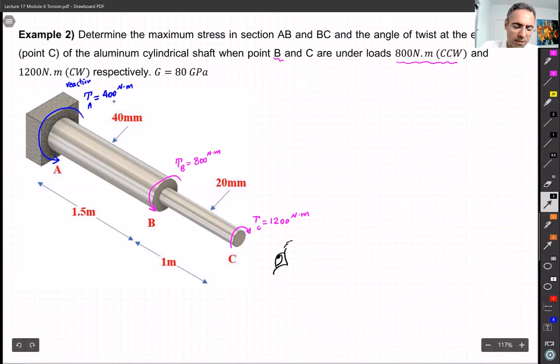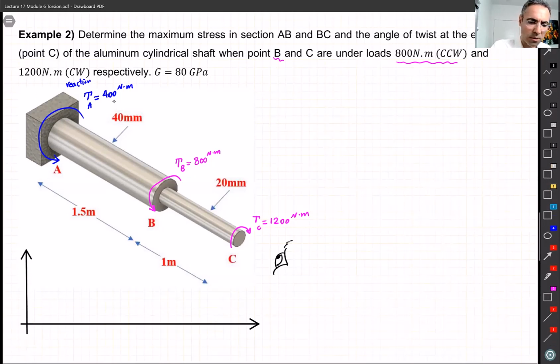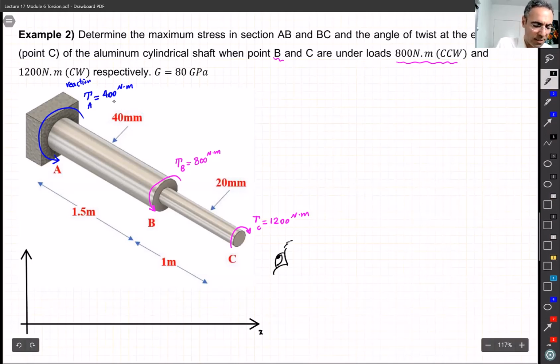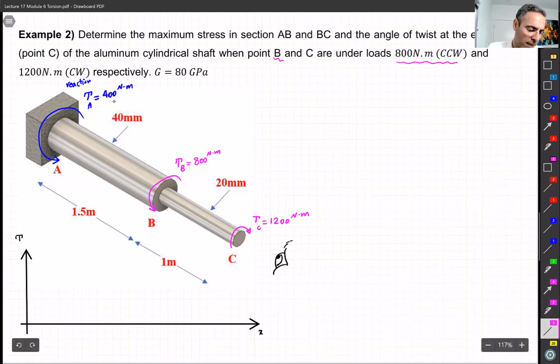similar to the previous chapter, because we don't want to get confused, why not we just draw a diagram for torsional load. So like always, we call this one X, and this time we call it T, because we want to know how T is changing.